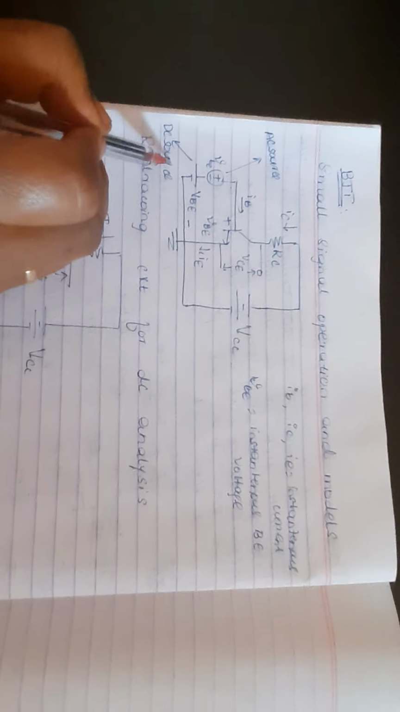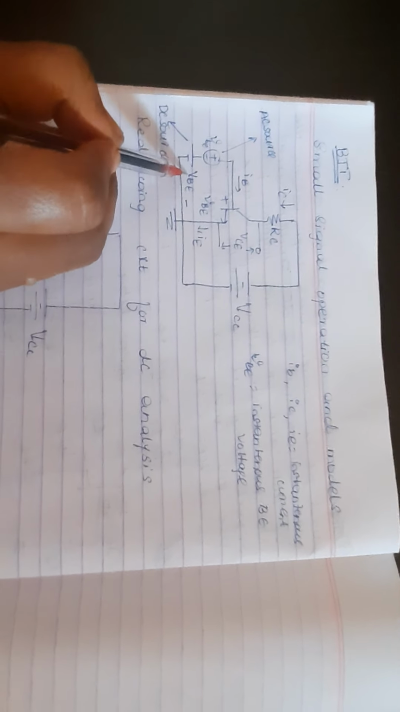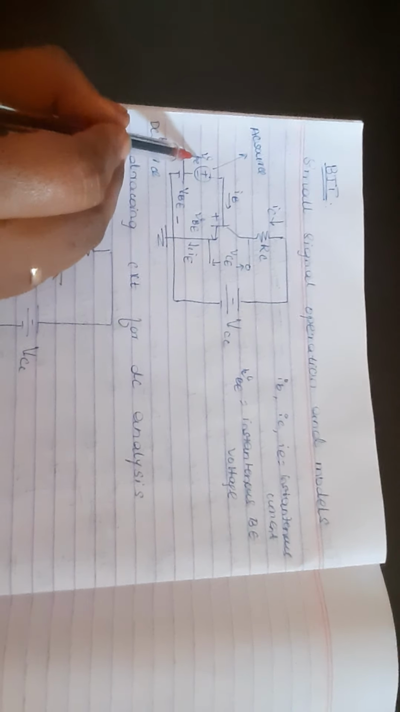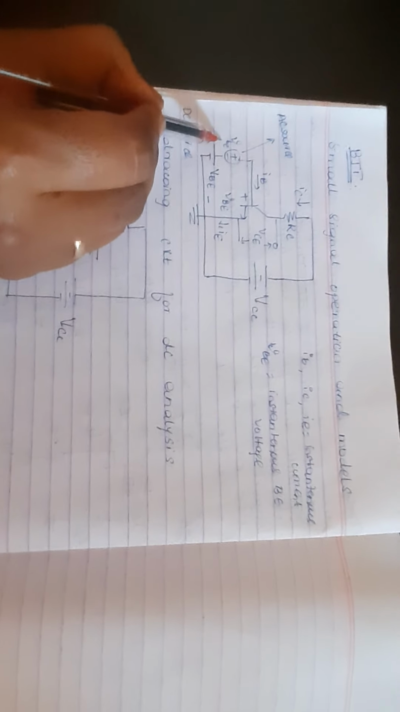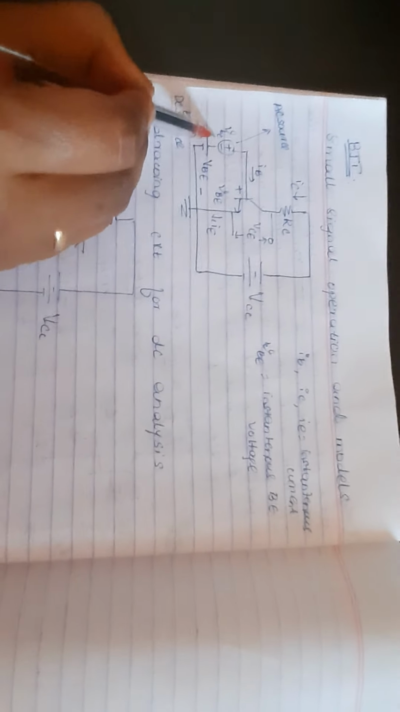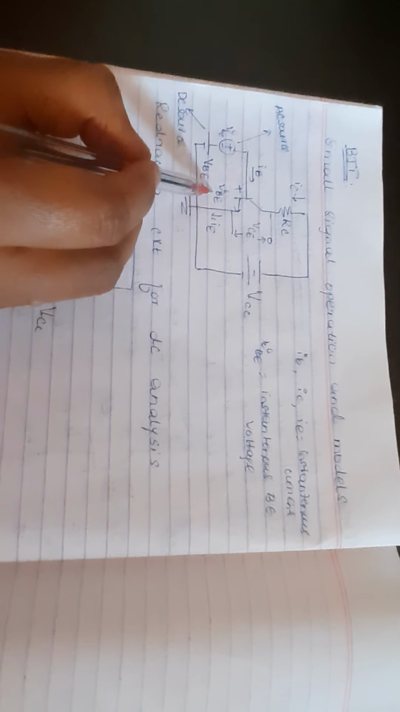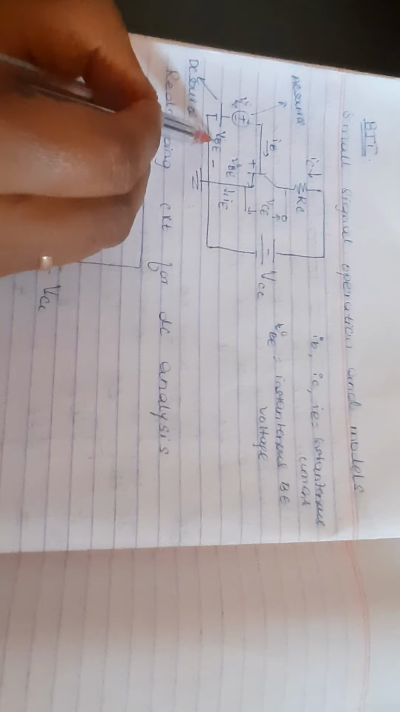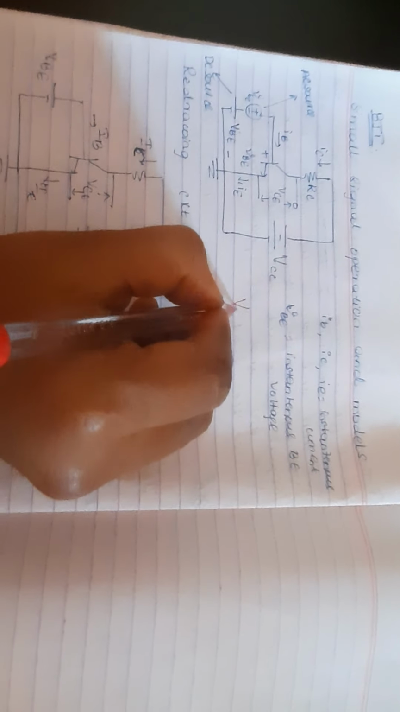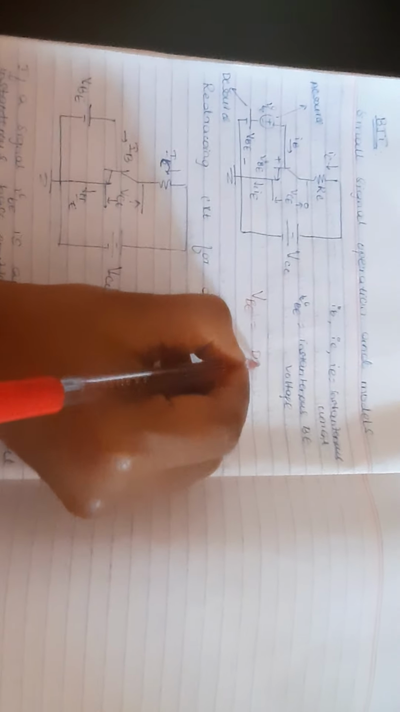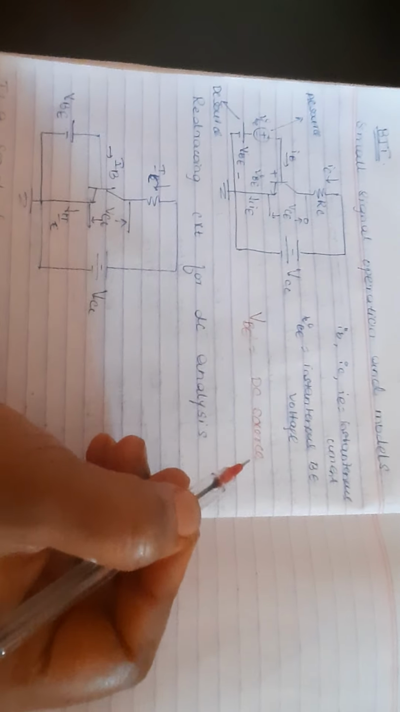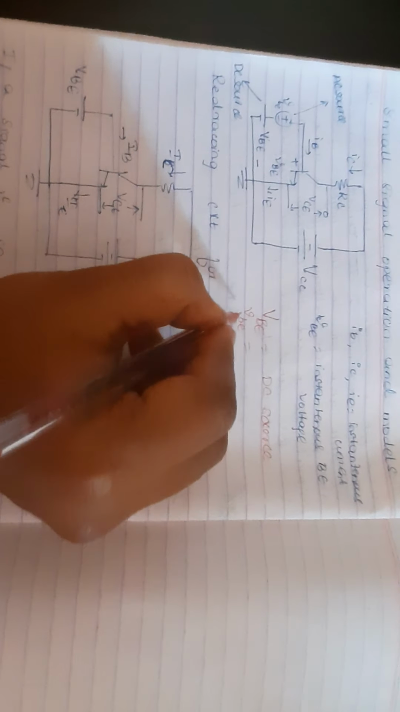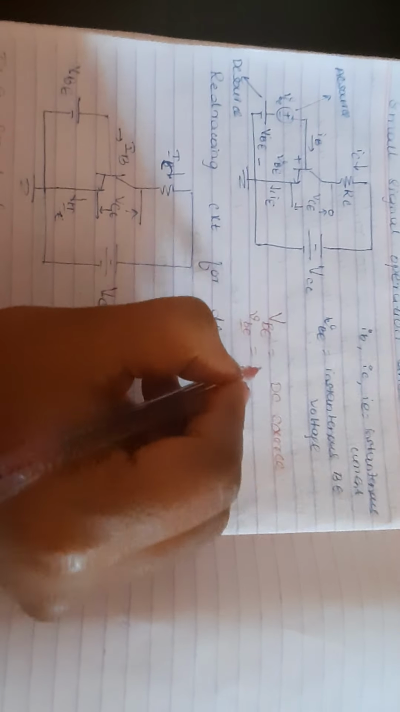And then this is the DC source, capital VBE. This is the AC source, small v_be. This is the instantaneous base emitter voltage. I'll repeat once again. Capital V_BE is the DC source, and small v_be is the AC source.